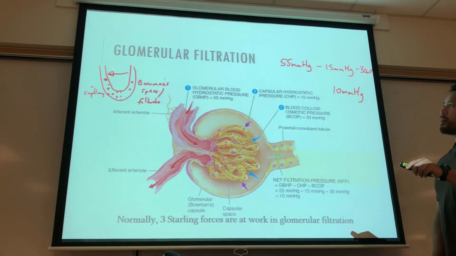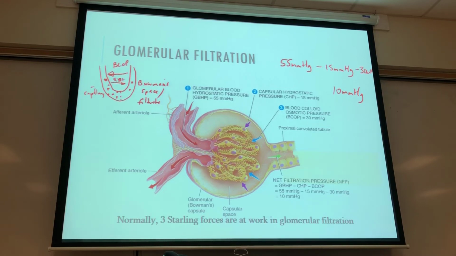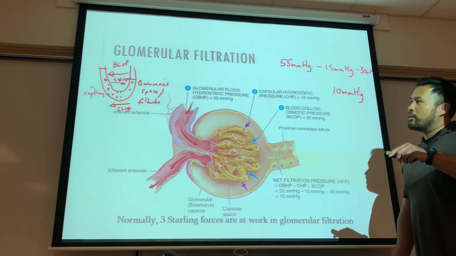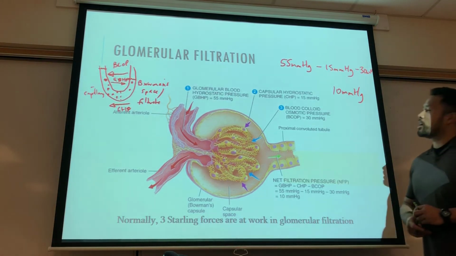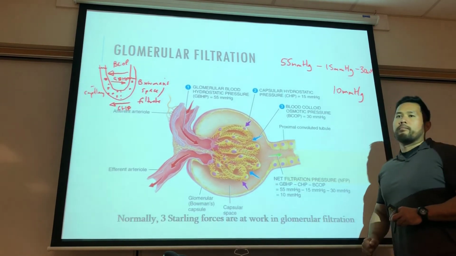So this pressure right here represents blood colloid osmotic pressure. The pressure out to the right is our GBHP, the glomerular blood hydrostatic pressure. The other pressure that's also involved is capsular hydrostatic pressure. And that's due to the pressure pushing back to the left as well. Again, that's the pressure built up of fluid on the outer side, wanting to push right back in. Does that help?